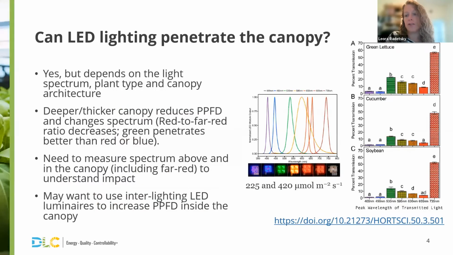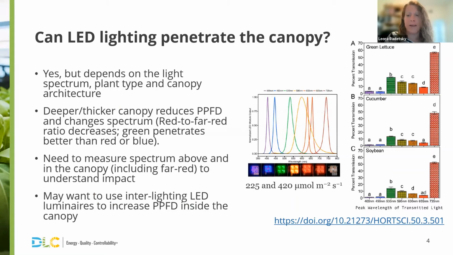So the last question that we heard, and that we hear a lot and we heard from the questions that were submitted, was, can LED lighting penetrate the canopy? And this is a question that's actually quite complicated, and I'm just going to show a couple of examples here. So yes, LED lighting can penetrate the canopy, but there's a lot of caveats.